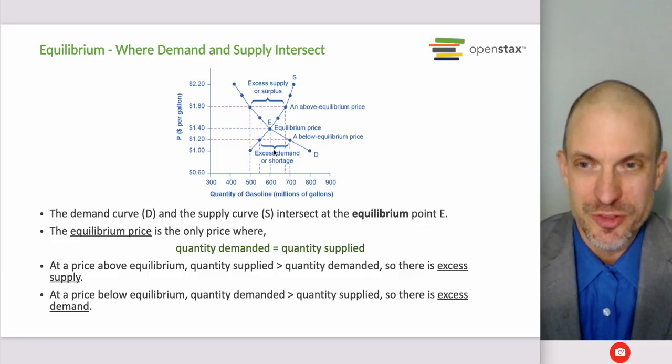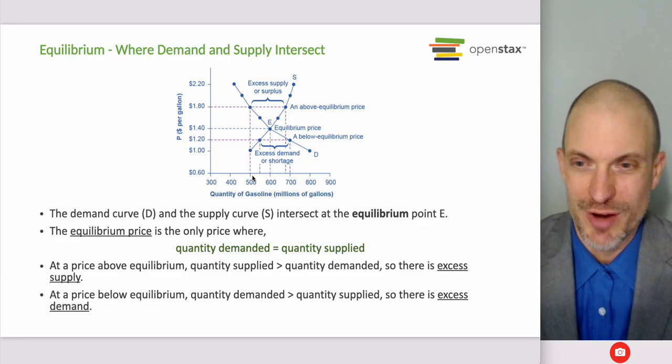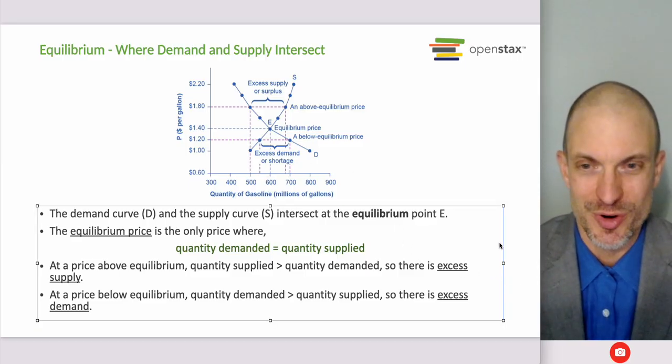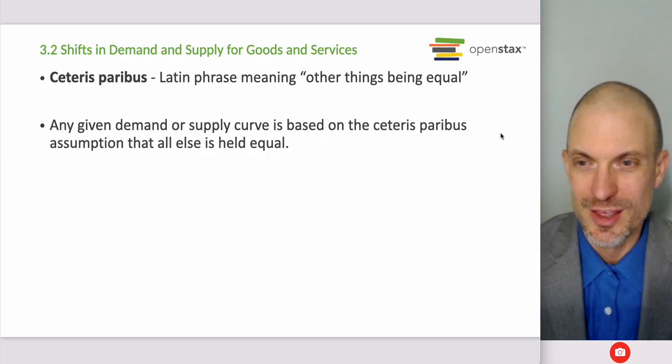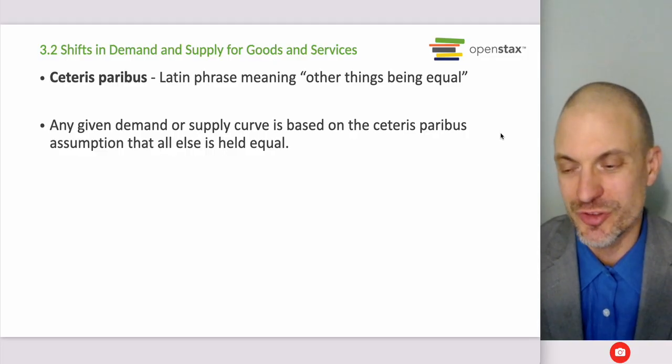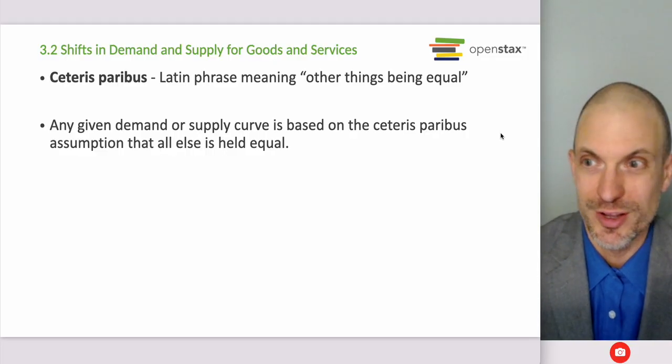Anyway, you can calculate the shortage or surplus by subtracting whatever is the smaller of quantity demanded and quantity supplied from whichever is the larger. And that'll be the size of the shortage or surplus respectively. You'll know it's a shortage if quantity demanded is bigger than quantity supplied. You'll know it's a surplus if quantity supplied is bigger than quantity demanded.